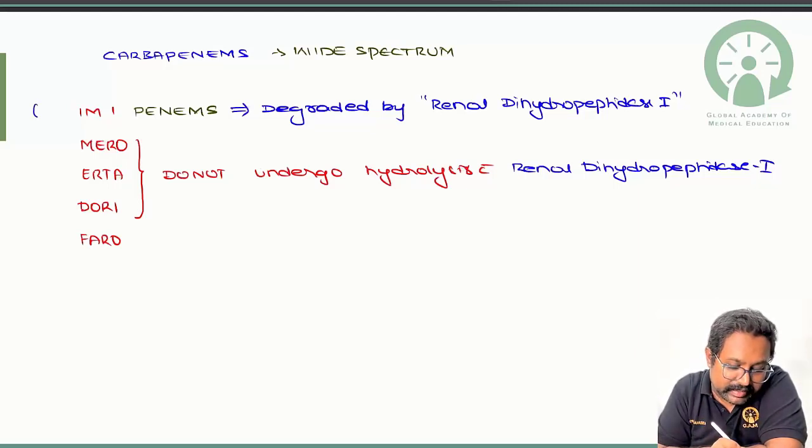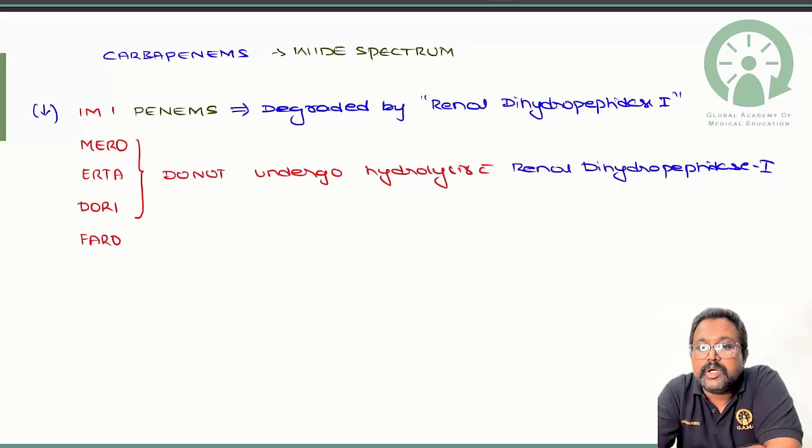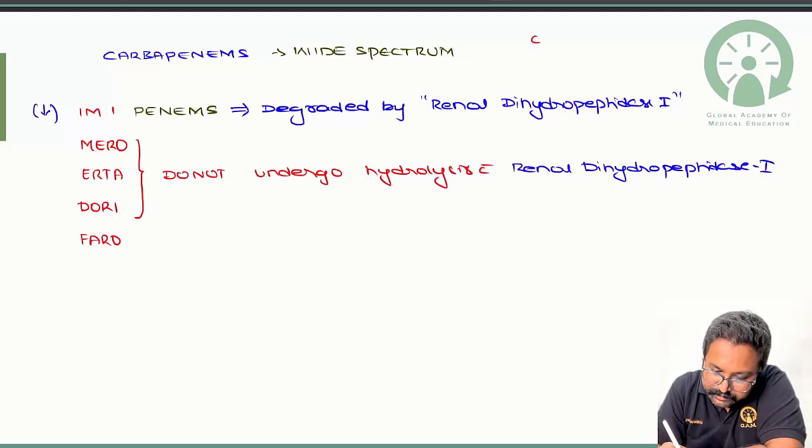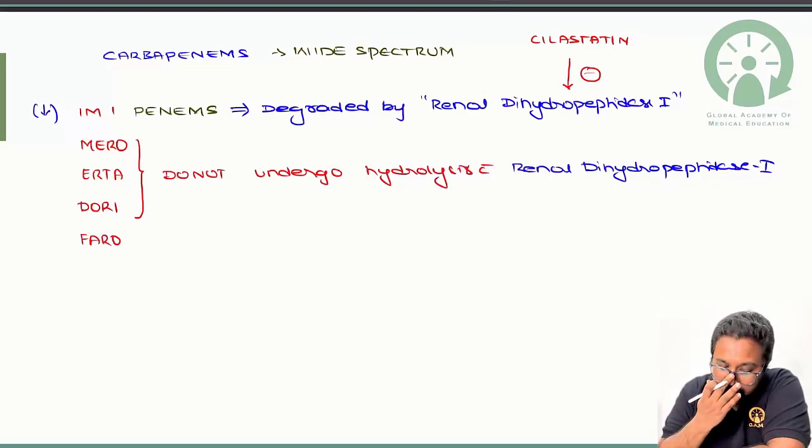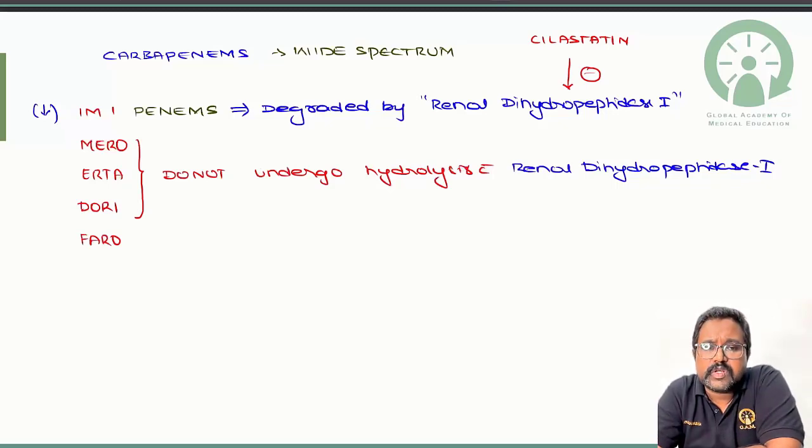There will be a decrease in the concentration of imipenem. To increase the imipenem concentration, you may need to give a drug which can inhibit the renal dihydropeptidase activity. So the drug is cilastatin. Cilastatin is a drug which is going to inhibit the renal dihydropeptidase, thereby it increases the imipenem concentration.